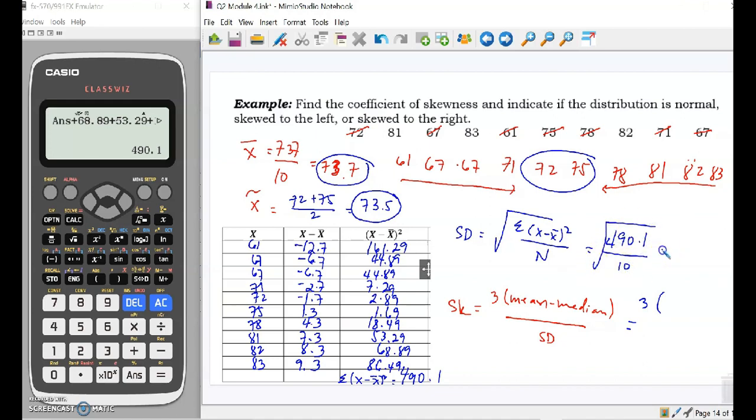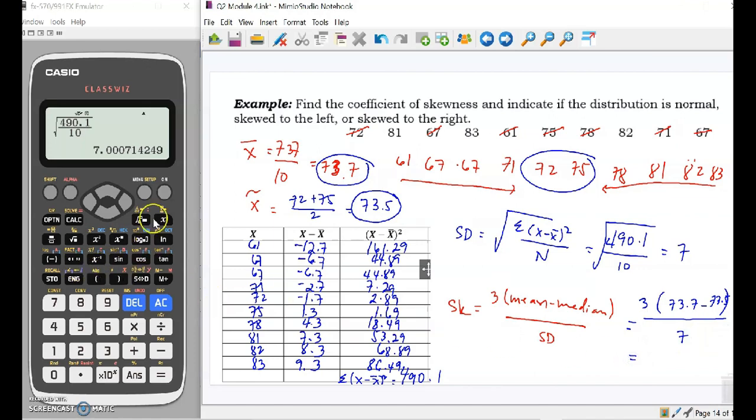Then I need to get the square root. So the square root of 490.1, and the denominator would be 10, gives me an answer of 7.00. Okay, 7.007. Therefore, 3 times the mean, which is 73.7, minus the median, which is 73.5, divided by the standard deviation, which is 7.